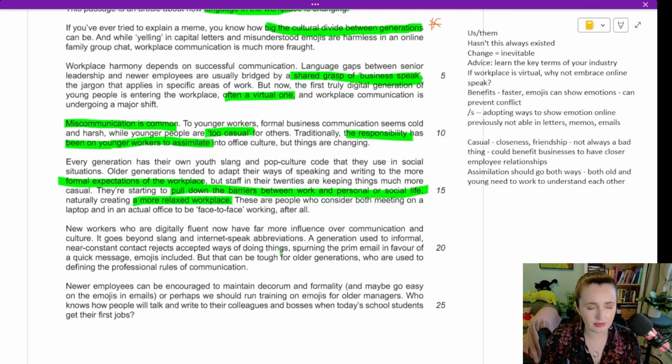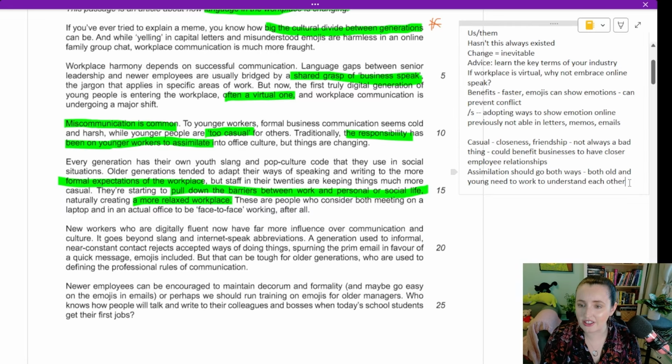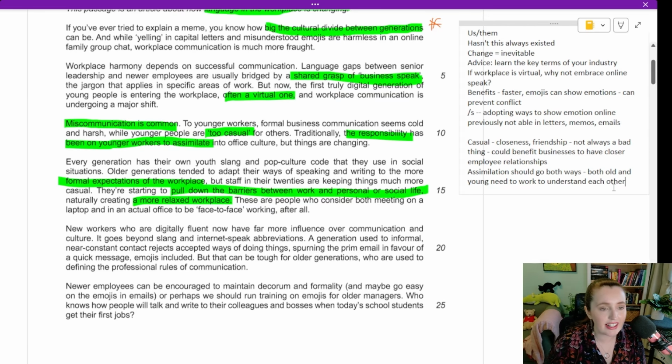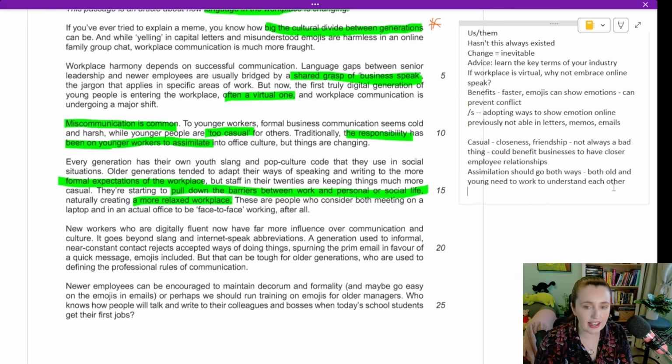These are people who consider both a meeting on a laptop and an actual office to be face-to-face working after all. All right. I mean, I teach all my classes online. Doesn't mean that they're any less valid or helpful than in real life. Like, what even is in real life these days? So again, I'm going to be a bit critical here and say, is formality needed in the workplace? What are the benefits of being relaxed?